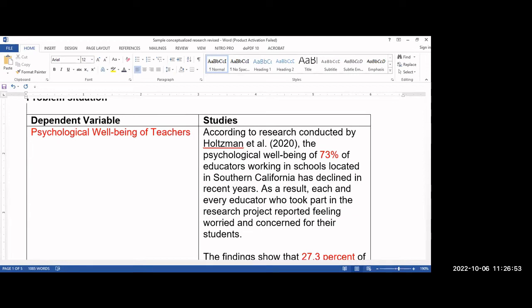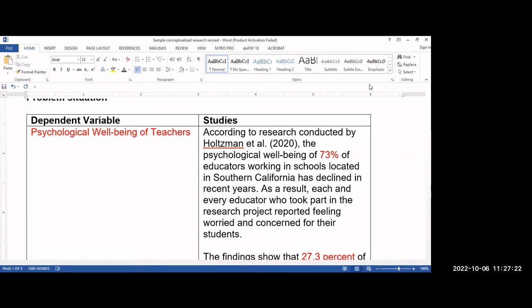According to research conducted by Holtzman, you have to cite the author and the year, the psychological well-being of 73% of educators working in schools located in Southern California has declined in recent years. As a result, each and every educator who took part in the research reported feeling worried and concerned for their students.